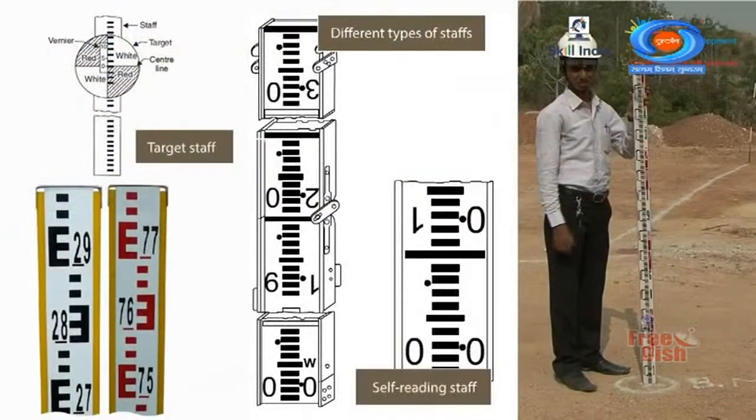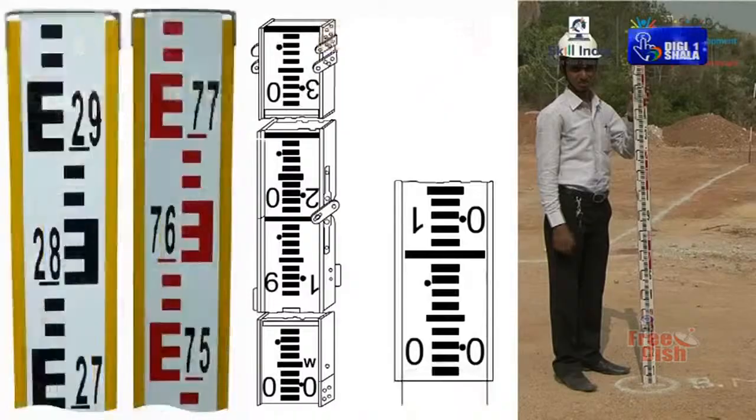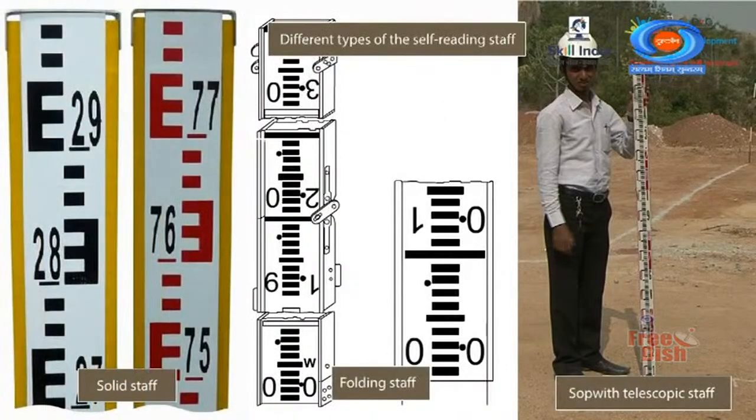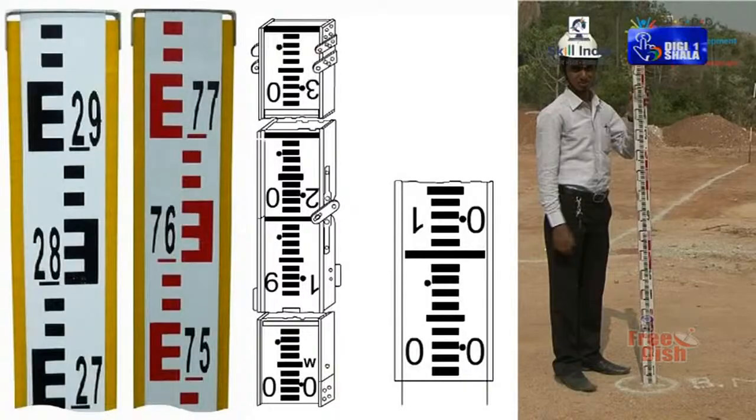Different types of staff are self-reading staff and the target staff. The 3 different types of self-reading staff are the solid staff, the folding staff, and the Sopwith telescopic staff.